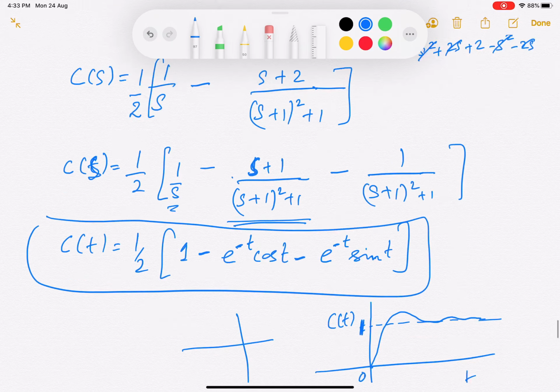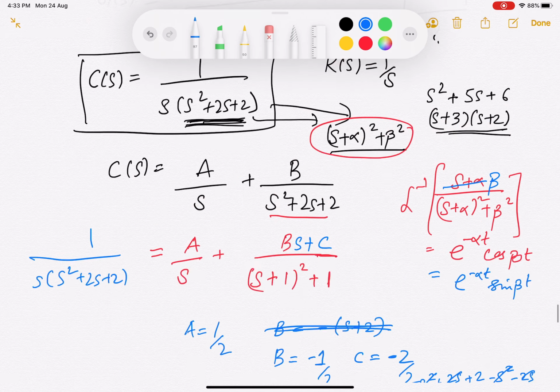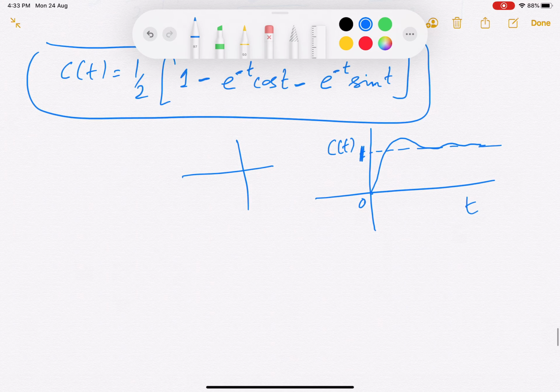So this is one response, and this is obtained if you look at the poles of this transfer function that we took, which was S square plus 2S plus 2. You will see that the poles are at minus 1 minus j and minus 1 plus j. So you have this pole at minus 1 plus j and this pole at minus 1 minus j. Sorry, they will be on the left half of the S plane, right? So it's like this, minus 1 minus j and minus 1 plus j.